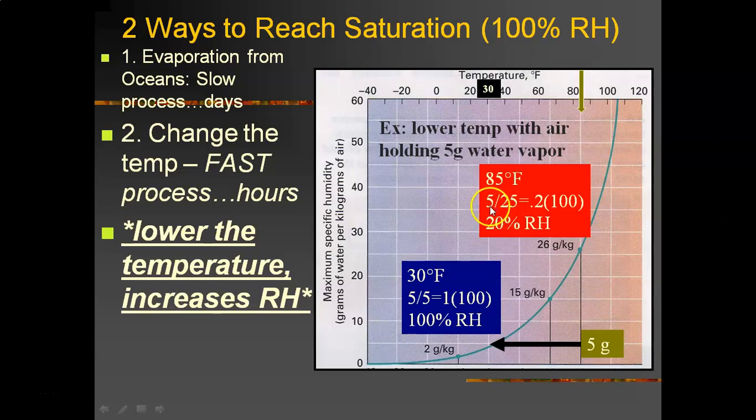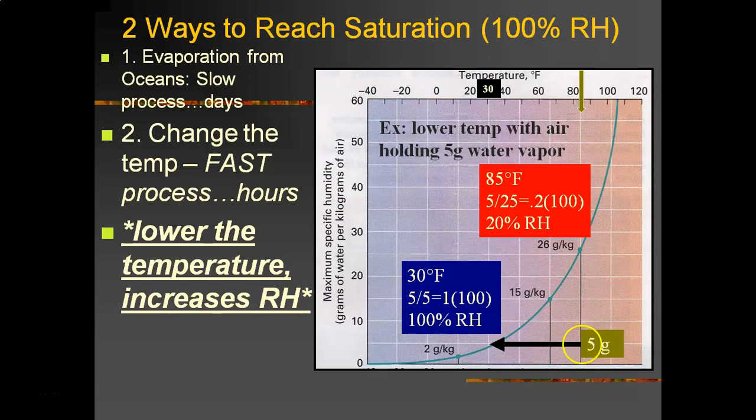So you've got the actual amount divided by the saturated amount, which is 0.2, multiplied by 100 to get relative humidity. So in the afternoon, you can see by the graph, we're not holding anywhere near as much water vapor to reach saturation. We're only holding 20%. 20% relative humidity.